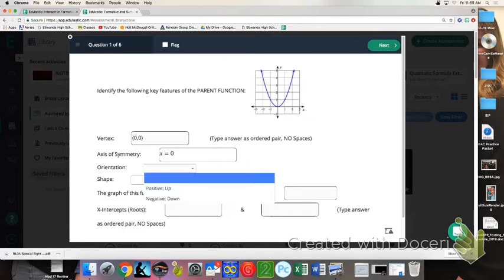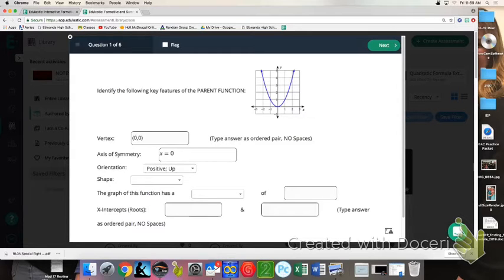Orientation, let's see what my options are. Is my orientation positive, meaning it opens up, or is it negative, meaning it opens down? It opens up, doesn't it? Okay.